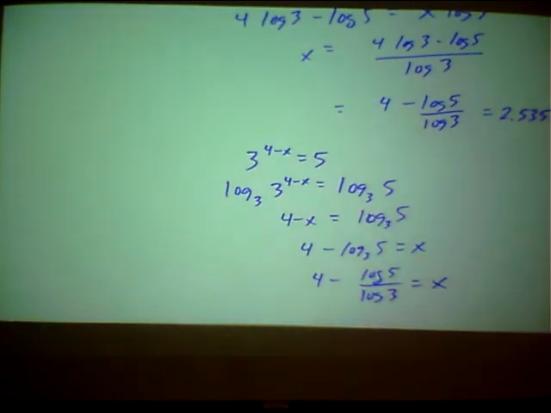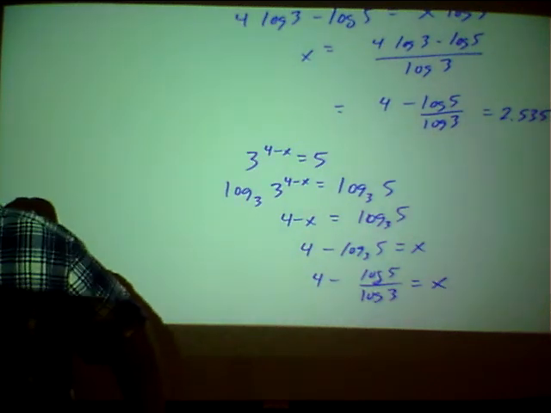All right, so that's a way that we can use to solve some of these exponential equations.